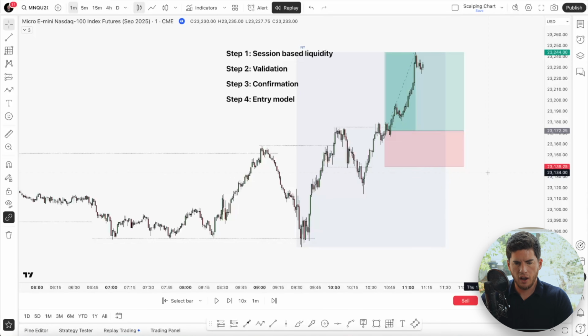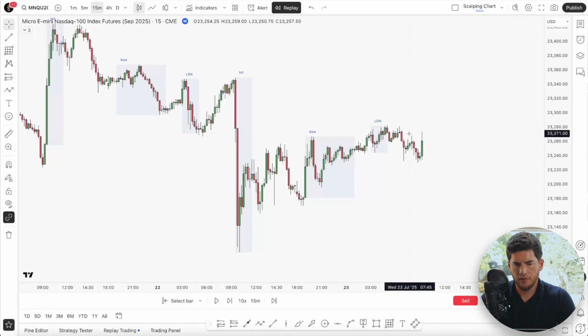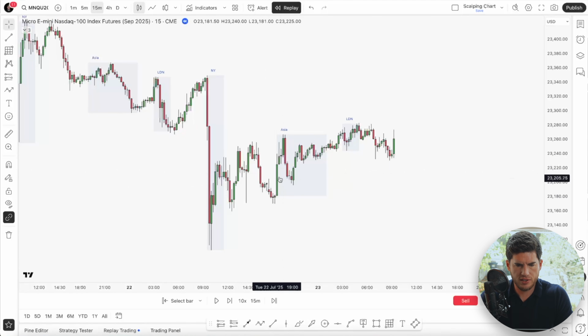Next, I'm going to show you another live position that I actually took on the following Wednesday on NQ as well. And I'll run through the exact same system, that same 4-step process. Here we are simply on the following Wednesday, just to show you how repeatable this strategy is. We have our sessions plotted on here.